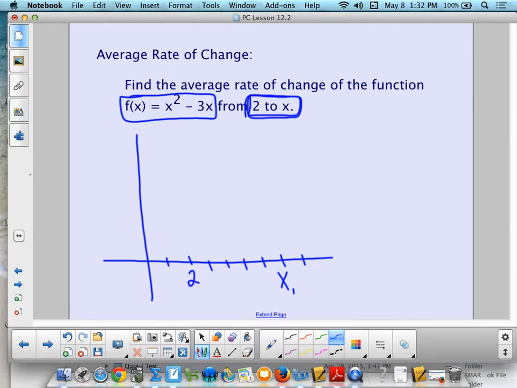By the way, I always think it's easier to kind of see what's going on if you do graph it. So if I graph this one pretty quick, what's the y value at 0 if x is 0? What about 1? What? -2. What about 2?